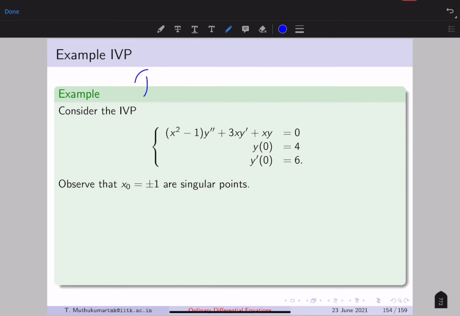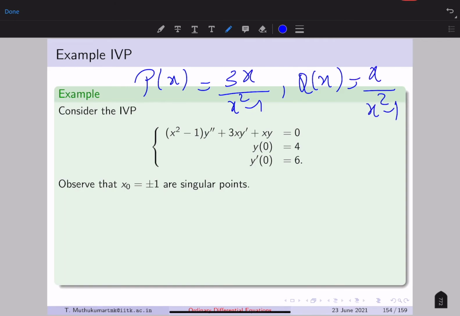So you get P is 3x by x square minus 1, and Q is x by x square minus 1, and in both cases plus or minus 1 is a singular point. Every other point is an ordinary point. Now that's where you need to observe. This ODE we need to solve with this initial condition, where the initial point is 0.